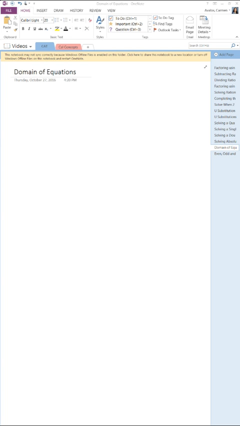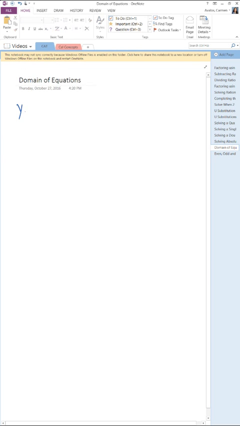Today we're doing domains of equations. To find the domain of an equation, we're going to work on a couple of examples right now. So we're going to do y is equal to the square root of x minus 4, and then we're going to do y is equal to the square root of x plus 4. So now we have two equations for which we want to find the domain.